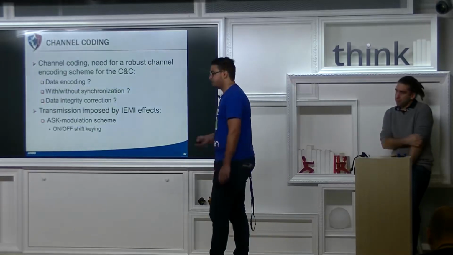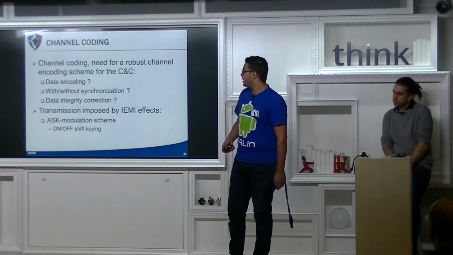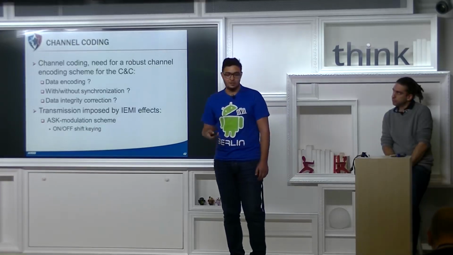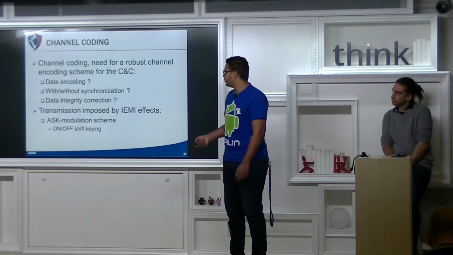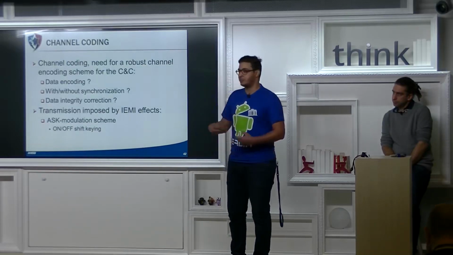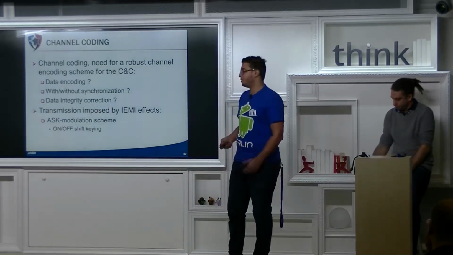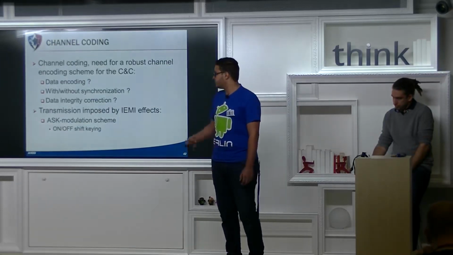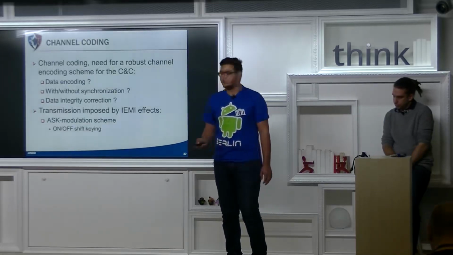So for sending data, you may want to define some robust channel encoding scheme. And the first question you may have is, how can I encode my data? Do I have to define a synchronization, or maybe I don't need that? Do I have to check the integrity to correct the corrupted data due to the propagation path and the coupling path? And we have seen that basically the transmission was imposed by the effect of IEMI, which is the temperature reading error, which imposes to use an ASK modulation scheme, which is basically an on-off keying of the signal.